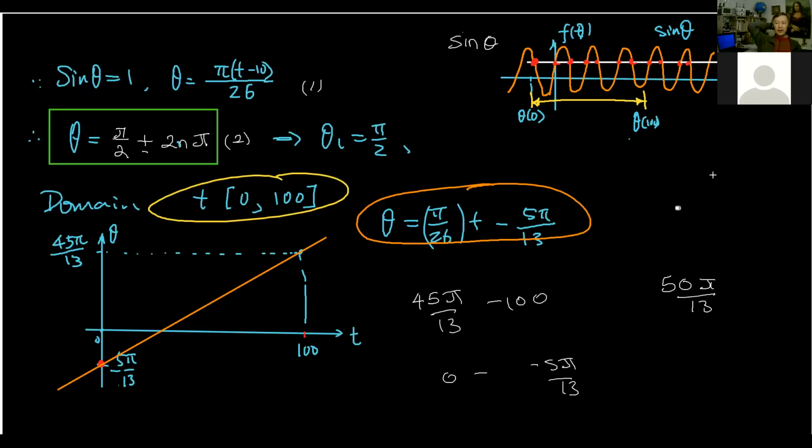That is the largest possible value for theta. So any solution from this formula must be smaller than or at most equal to this value. That is the constraint. That is the constraint. Do you want to try?